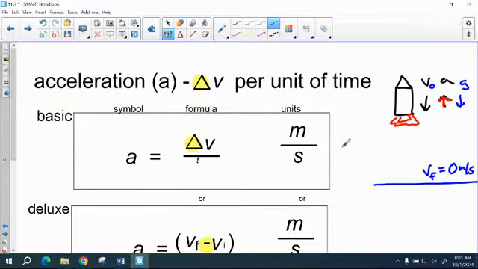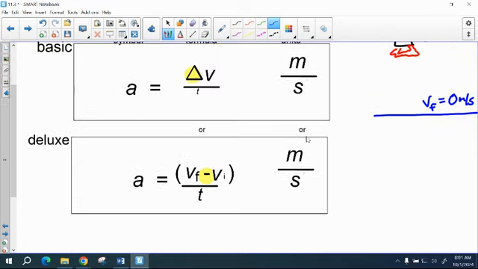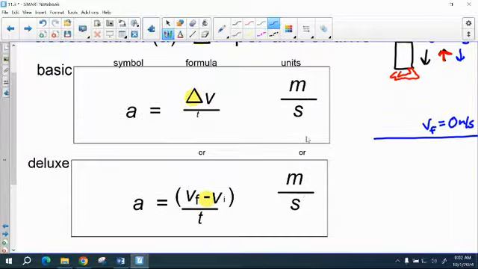So for acceleration, the basic way to do it is just a equals, and you already have these formulas written down, equals delta v over t. That's just a change in velocity over t. And it's meters per second squared. Okay. And that's it. And then the deluxe is where we calculate those two velocity.